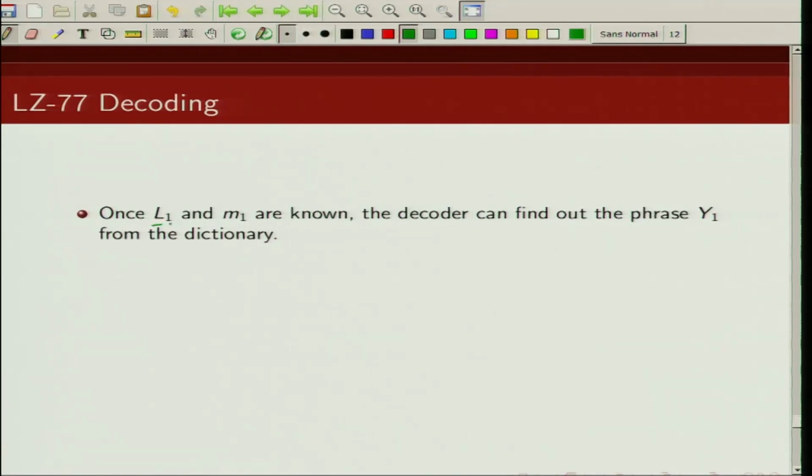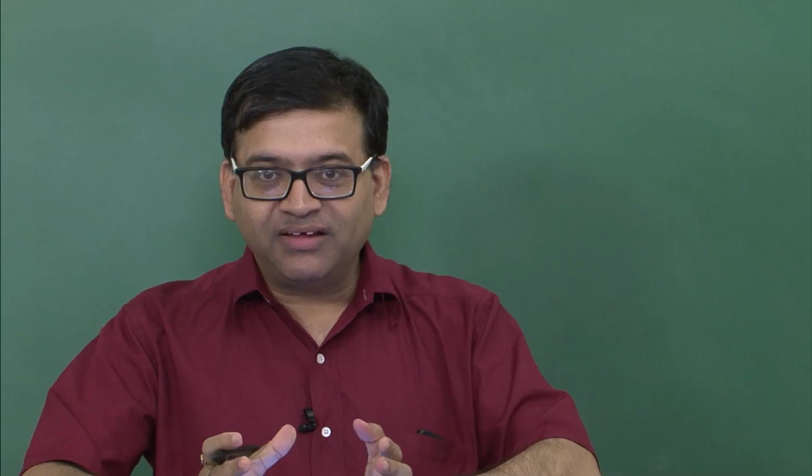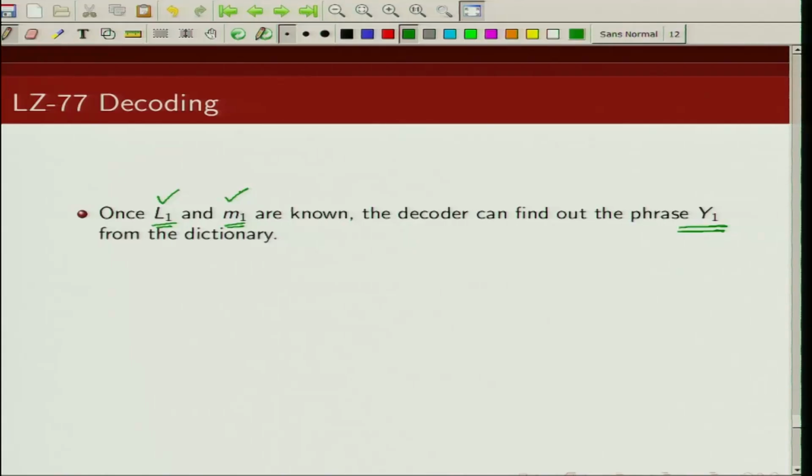Now once L1 and M1 are known, we can find out the phrase Y1 from the dictionary. Why? Because Y1 was the string that was matched to what was already there in the dictionary. The length of the match was L1 and the location of the match was a function of M. So if I give you L1 and M1, you can find out what string is matched in the dictionary. So I can find out Y1.